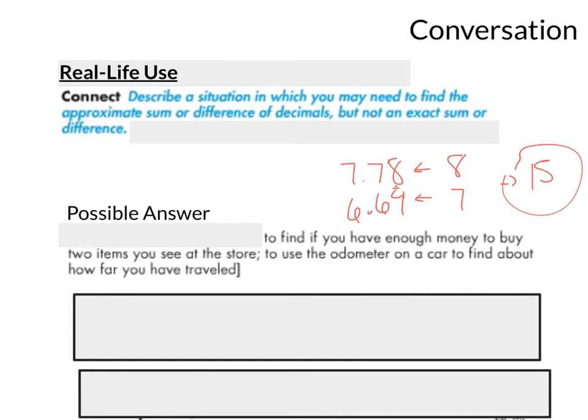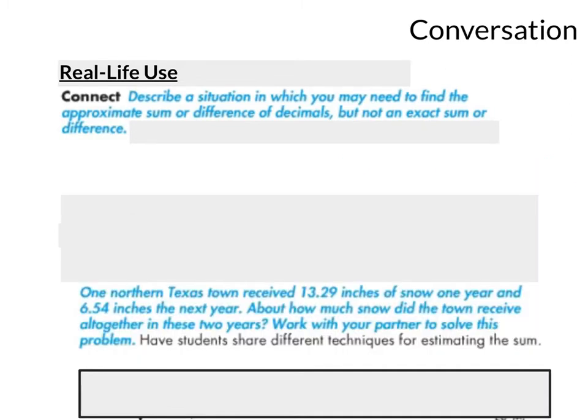Or maybe you could use the odometer on the car to find out how far you've traveled. The odometer, I know that the root meter means measure, and that just measures how far you go. You go on a trip, and on the odometer it says 13,131 before you go, and then after it says 15,030. I could round those to about 13,000 and then 15,000. So I know that I traveled about 2,000 miles. That could be helpful.